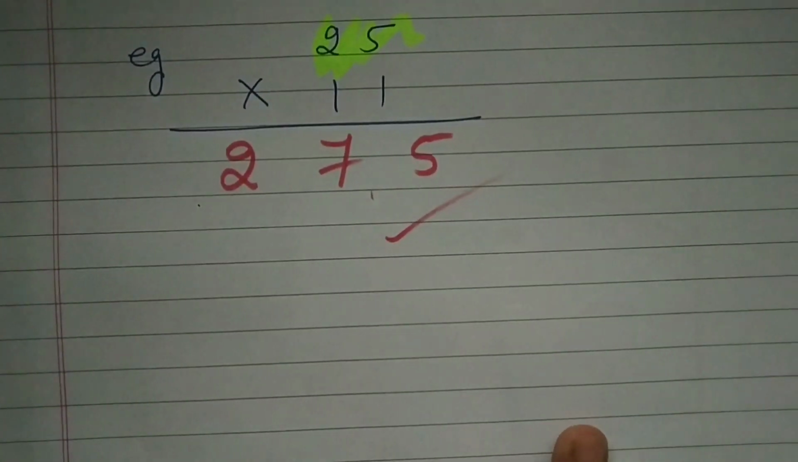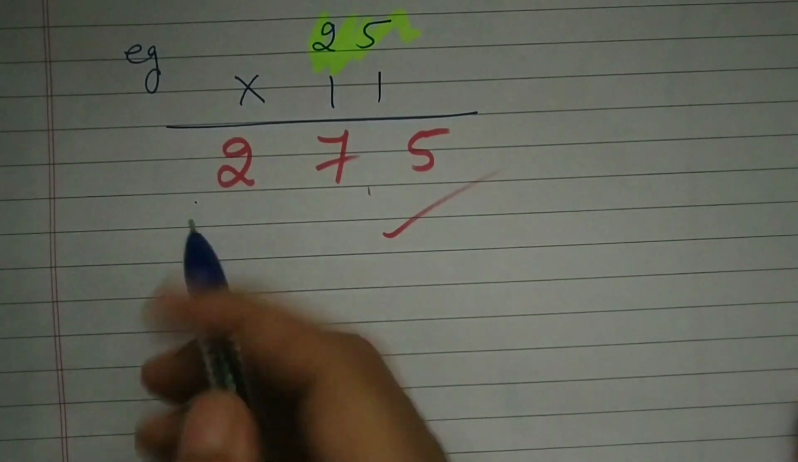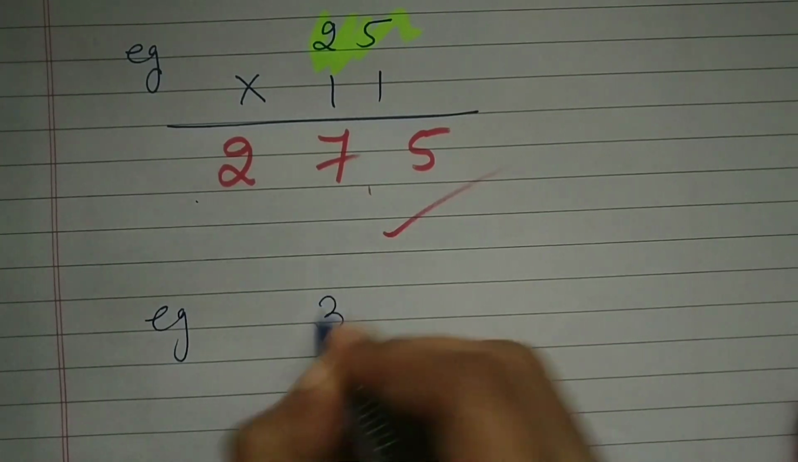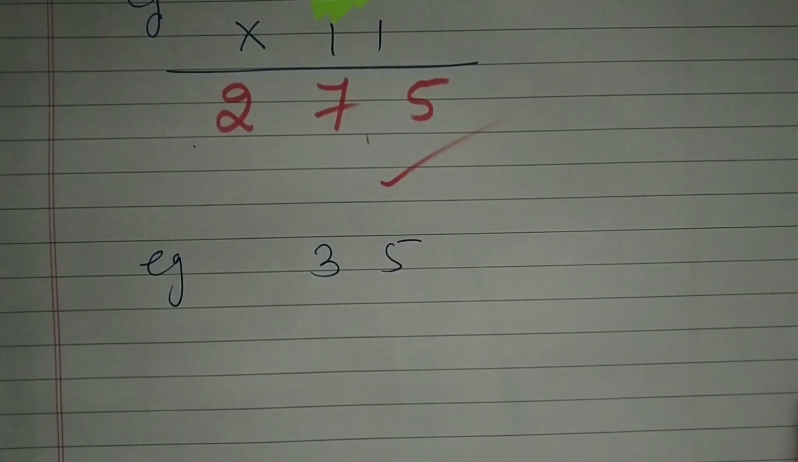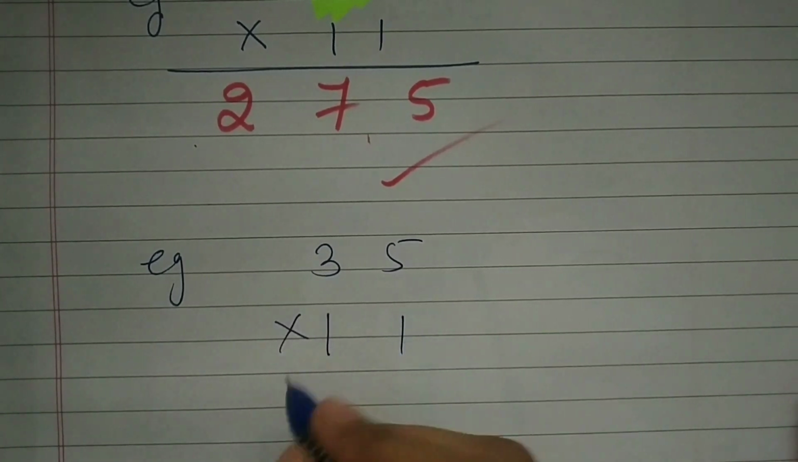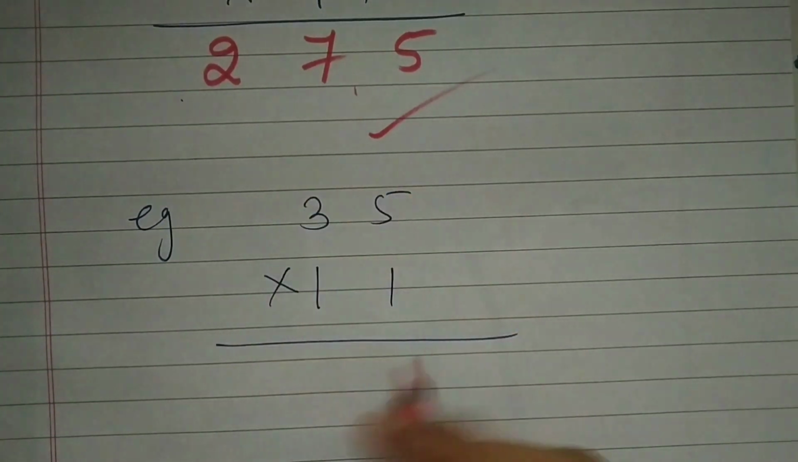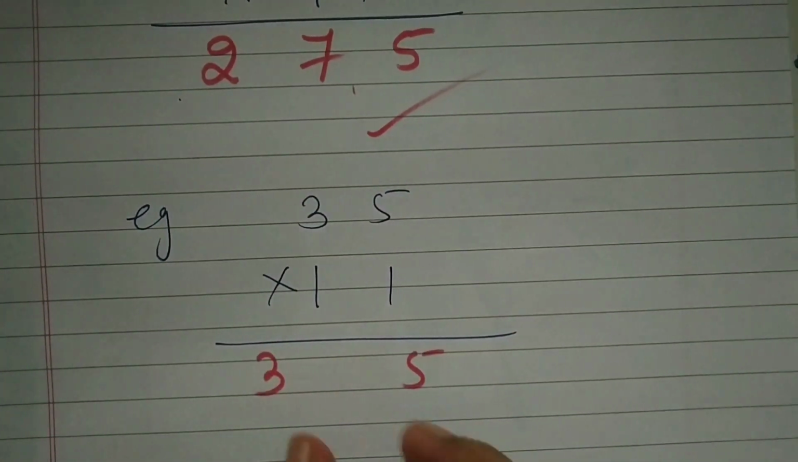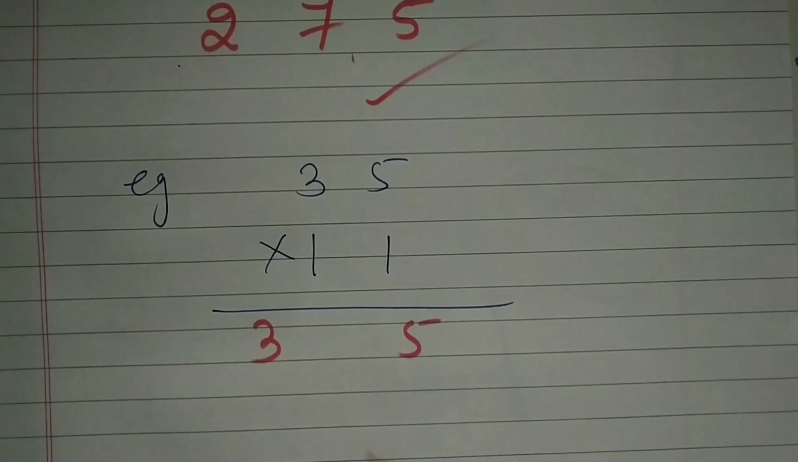Let's try one more number. I'll repeat the steps. Let's go a little slow and understand the trick again if you haven't got it yet. Let me take 35. See, this is also a two-digit number and I'm multiplying it by 11. So, what is the trick? Write these two numbers separately, with a little space in between. Add these two numbers. What is 3 plus 5? 8. You are done with your calculation.